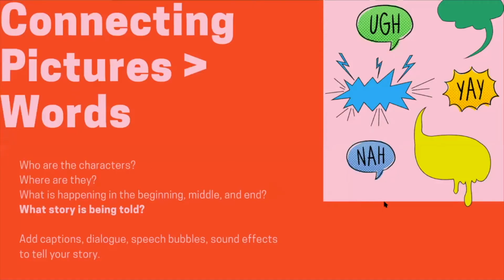So now we're going to, in a few moments, get into 2 breakout groups. In our groups, we're going to connect pictures that we see with our own captions and dialogue. So each group is going to see 3 comic panels. We don't know who's in the panels. We don't know anything about this story, but we can brainstorm together who the characters are, where they are, what's happening in the beginning, middle, and end of the story, and what story is being told.